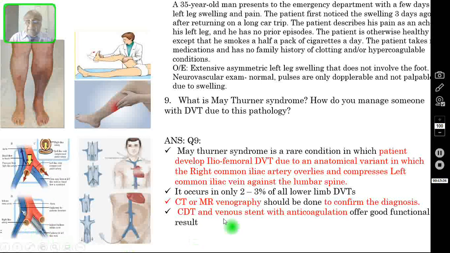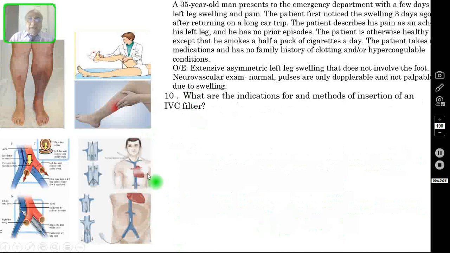With, of course, you have to give anticoagulation also along with this venous stenting that offer a good functional result. So you have to do three things: catheter-directed thrombolysis, and then you have to put a stent, and you have to continue the anticoagulation. Question number 10. What are the indications for and the methods of insertion of an IVC filter?